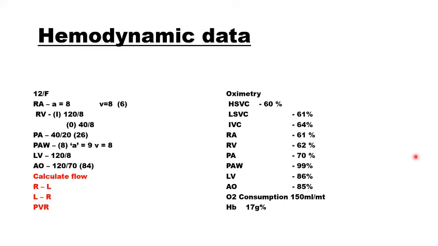First, I am going from the oximetry data. Here the LSVC is 61%. So it means the venous return is okay; the patient is not in hypovolemia or like that. Coming up to the pulmonary artery, from RV to pulmonary artery, there is a significant rise, a saturation step up of 8%.